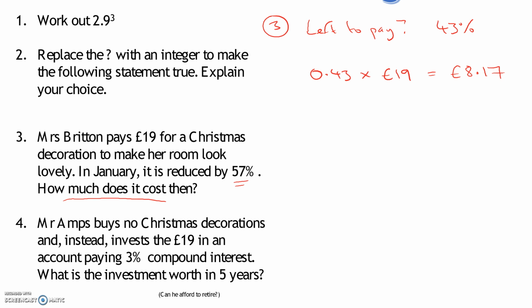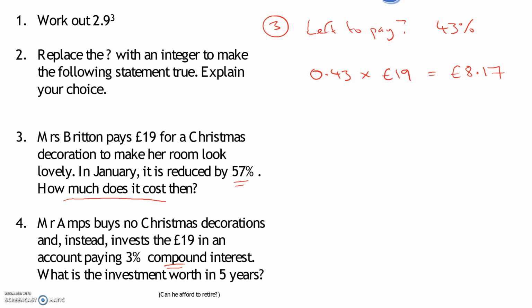Mr. Amps buys no Christmas decorations and instead invests the £19 in an account paying 3% compound interest. Now, compound interest is the one where your interest gets added to the account and the next year you earn interest on your total amount, which includes the interest that's just been paid in for the last year.